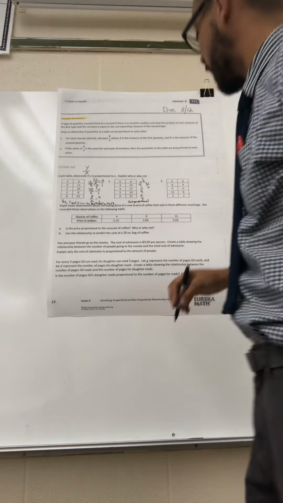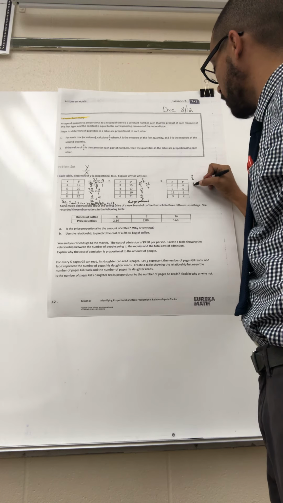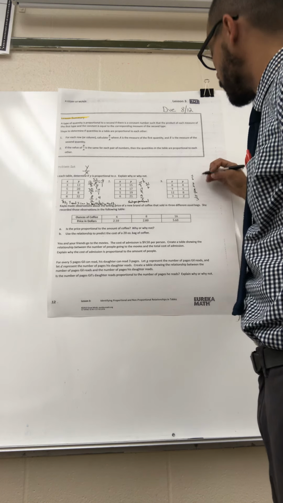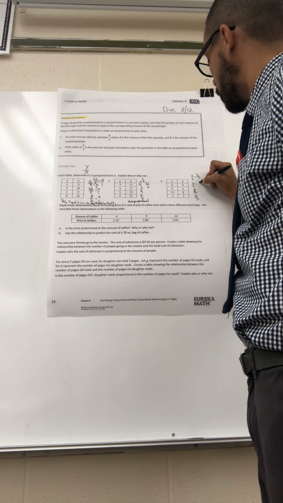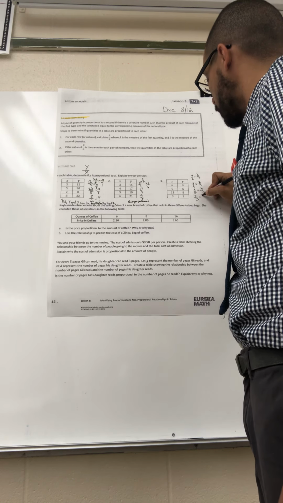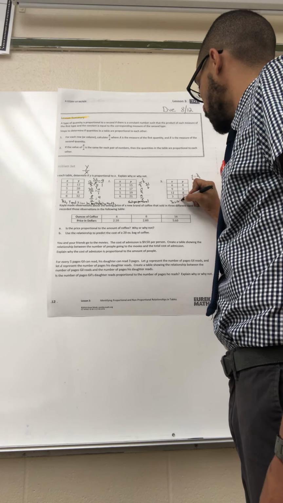All right, looking at this scenario, I have 4 over 6, 6 over 9, 8 over 12, 2 over 3. All right, so here we got 2 over 3, 2 over 3, 2 over 3, and this one is 2 over 3. Yes, it's proportional.